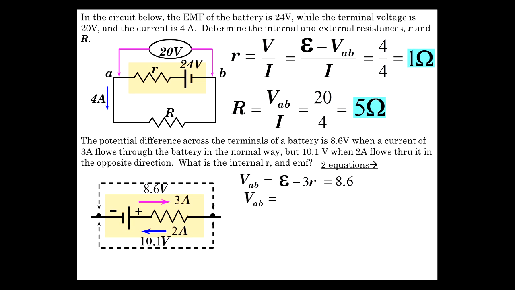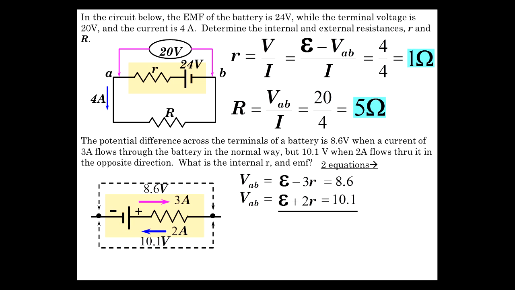Going the other way, we have VAB is 10.1. It consists of plus to minus, plus to minus. So if you go across this way, there's a rise and another rise. So we have the EMF plus 2 times this resistance equals 10.1.